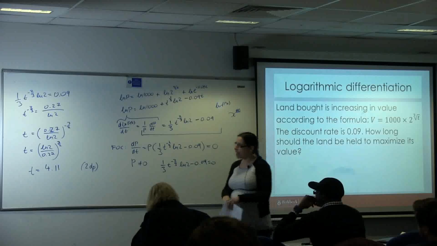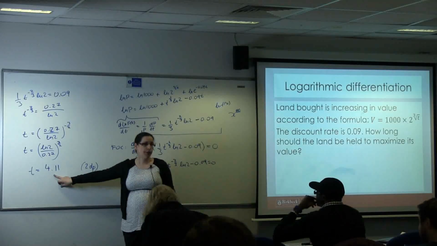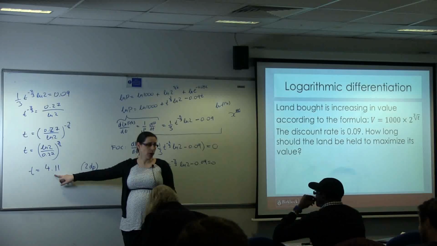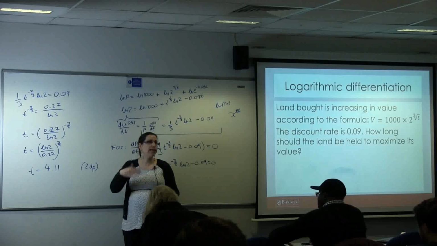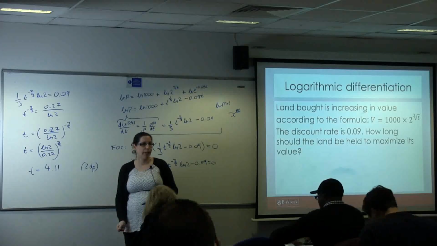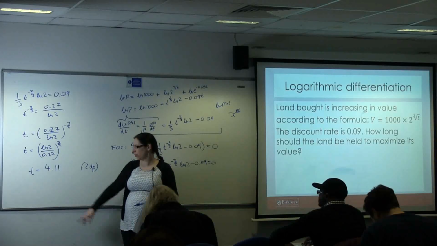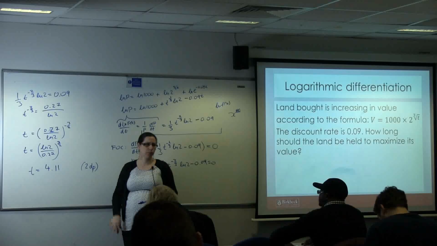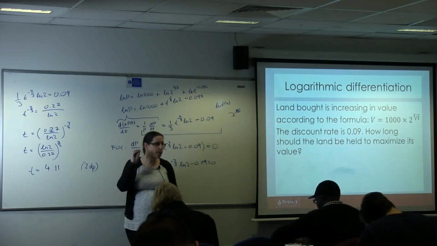So the best guess is remembering that 1 year is 12 months. So you multiply the 12 by 0.11. That would give you some sort of monthly base, which would give you a closer estimate of how many years and months. 4 years and probably about 1 month, 1.5 months, something along there, would be the absolute optimal time.